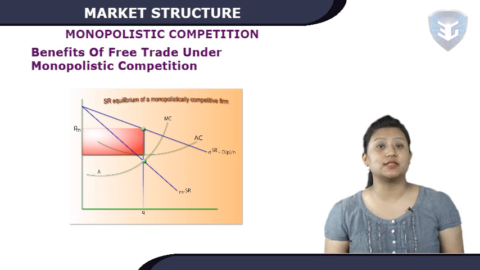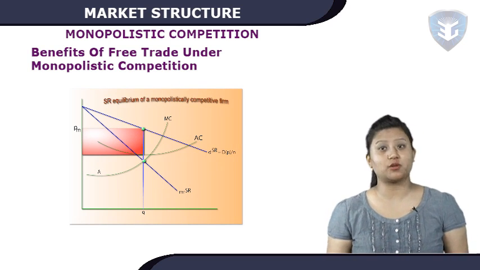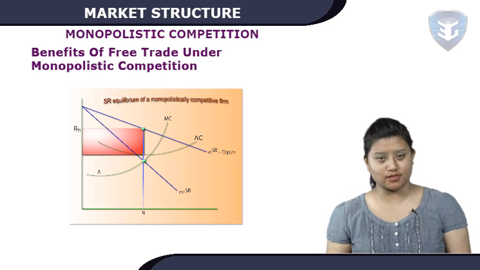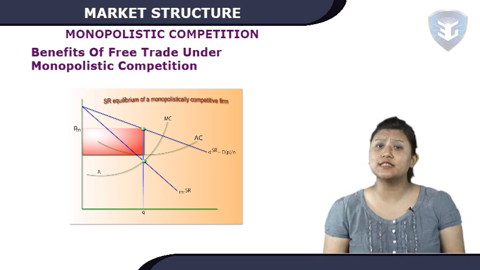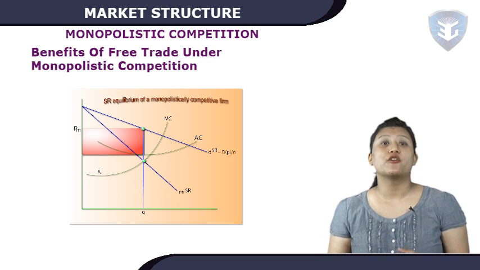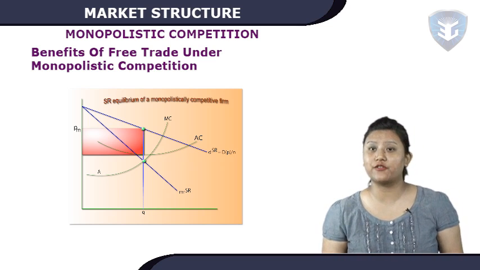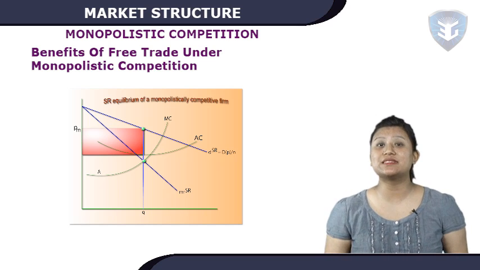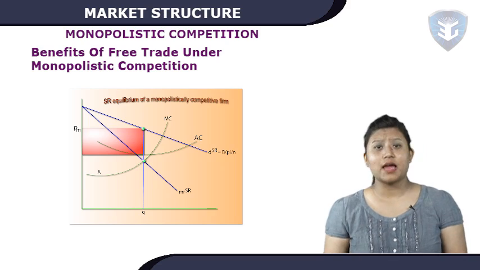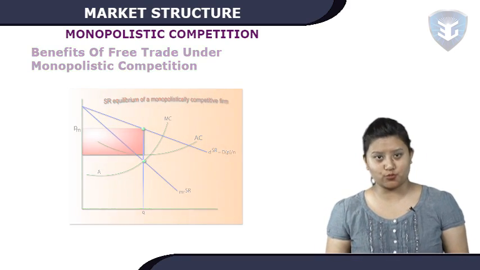Benefits of free trade under monopolistic competition. Welfare of individual consumers who purchase this product will be enhanced for three main reasons. First, trade increases the number of varieties of products for consumers to choose. Second, free trade reduces the price of every variety sold in the market. Third, free trade may increase the supply of products in other markets and result in lower prices for those products.